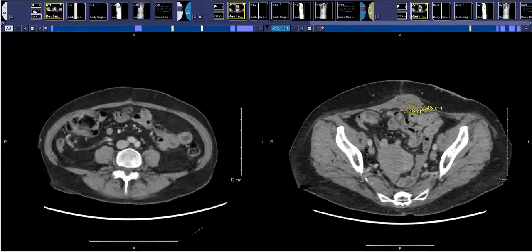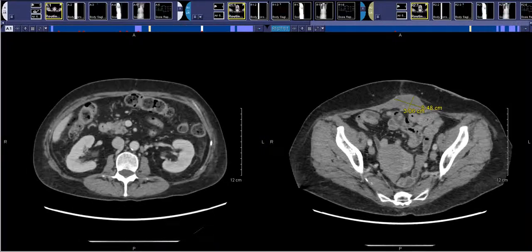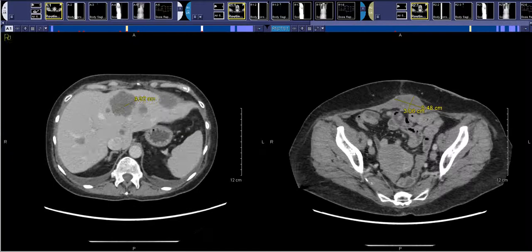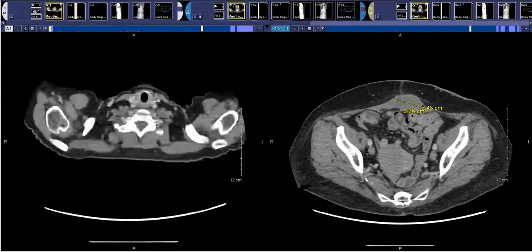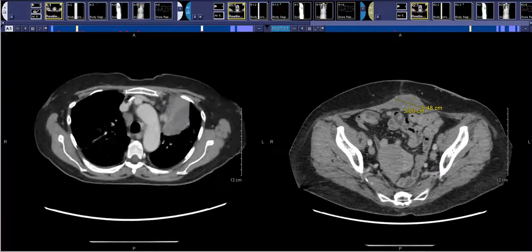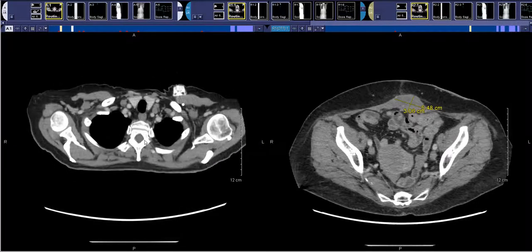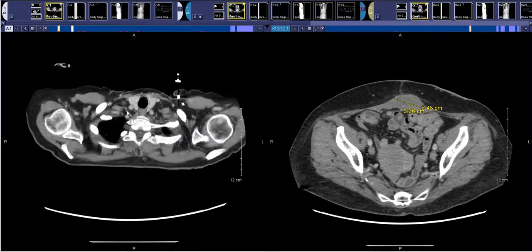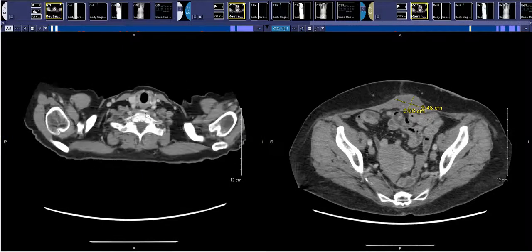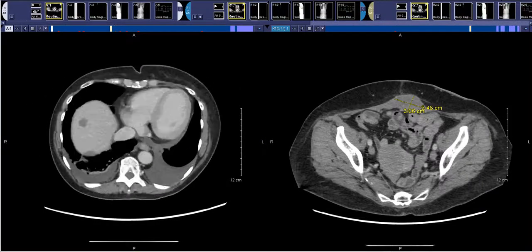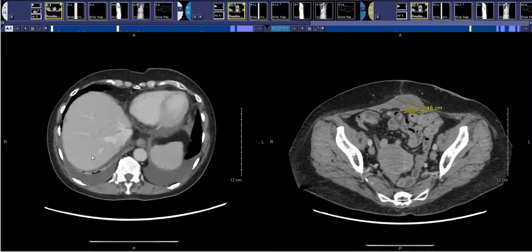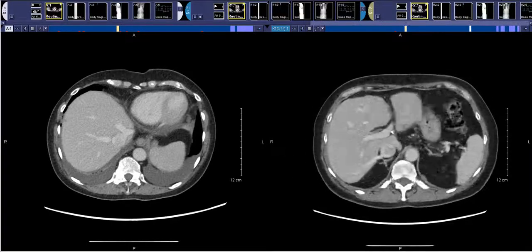Again, I wouldn't say progression. I would just say interval increase in size of metastatic disease or increase in metastatic disease, and let the oncologist decide if they want to say it's progressed. And sometimes when it's obviously progressed, I will say progressed. This case, for example, the patient has new sites of metastases, and even if the index lesions are stable, if they have new metastases, that is definitely progression.